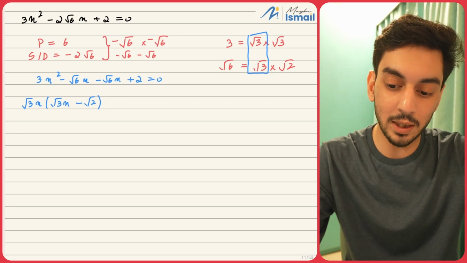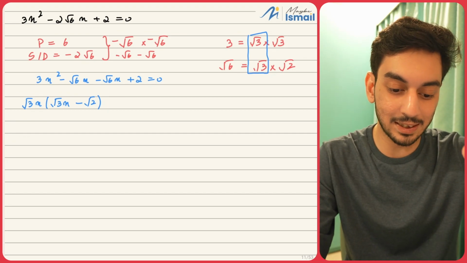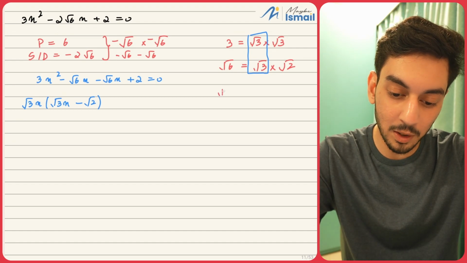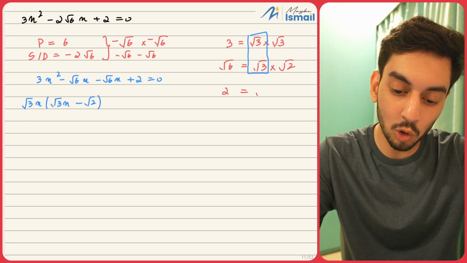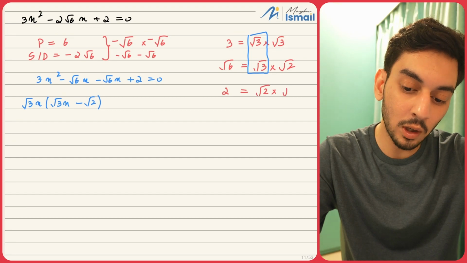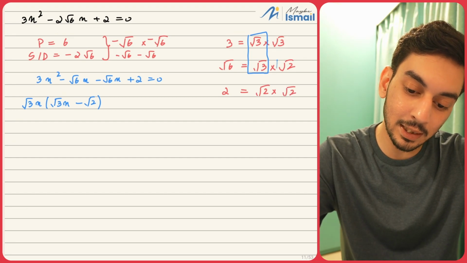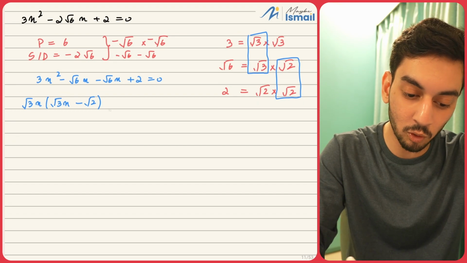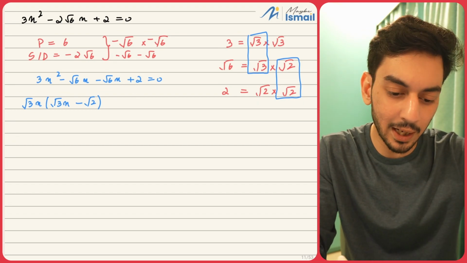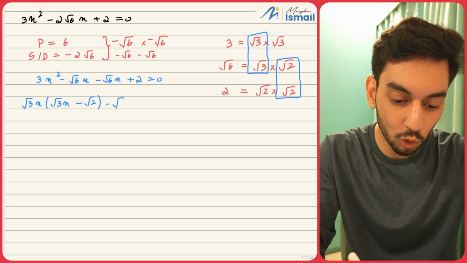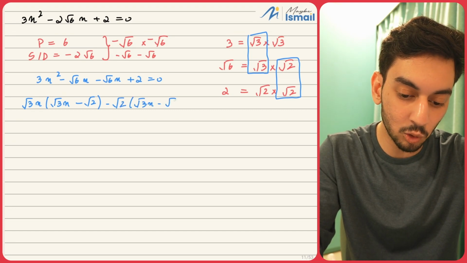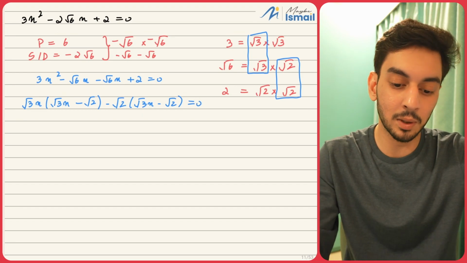Now let us look at the second part. Root 6 is still root 3 into root 2. But the 2 can be written as root 2 times root 2. And from here, I can again see that there is a root 2 which is common over here. So from these two, I can take a root 2 common with obviously a negative sign. So I take a negative root 2 common. I'll be left with root 3x minus root 2, which becomes 0.